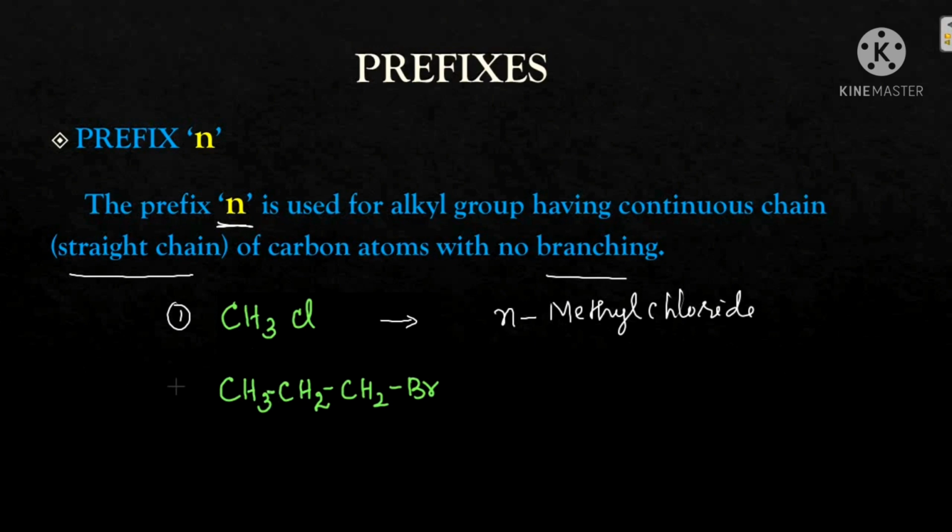Check this compound, students. How many carbon atoms are here? 1, 2, 3. So the corresponding alkane is propane. What could be the corresponding alkyl group? It is propyl, P-R-O-P-Y-L. Propyl bromide. Since it is a straight chain, here you can make use of the prefix n.